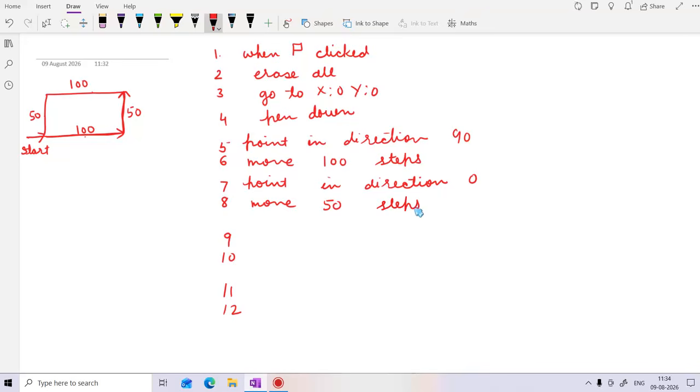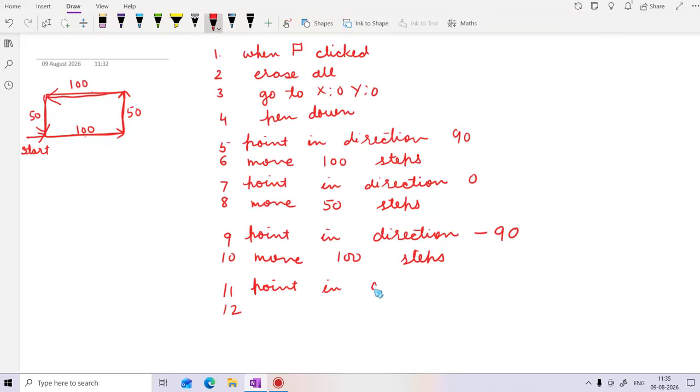Right? Just keep following. Then let's see, this line is going to the left side. Fine. So we will take point in direction minus 90. And then move 100 steps. And afterwards, this line is coming down. So I will take point in direction 180, and then move 50 steps.